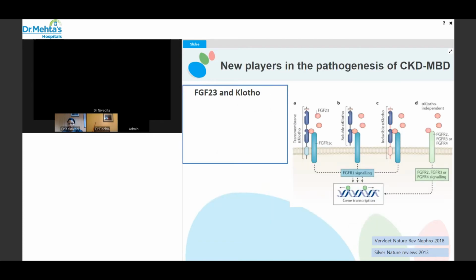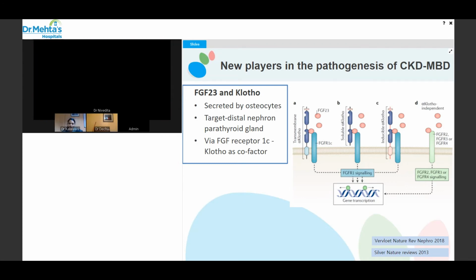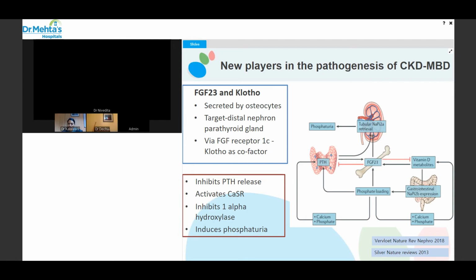FGF23 and its transmembrane cofactor alpha-Klotho are important for its action on the FGF receptor 1C. FGF23 can also act through soluble Klotho, inducible Klotho, or Klotho-independent mechanisms. It's secreted as a hormone by the osteocytes, and it acts at the distal nephron and the parathyroid gland. At the level of the kidney, it causes phosphaturia and inhibits the action of 1-alpha hydroxylase. At the level of the parathyroid gland, it inhibits the release of parathormone.